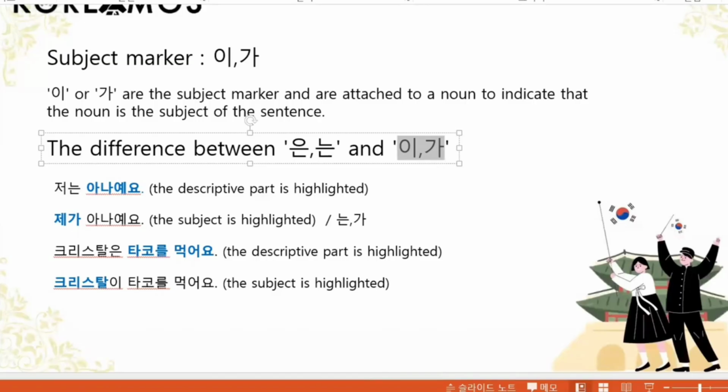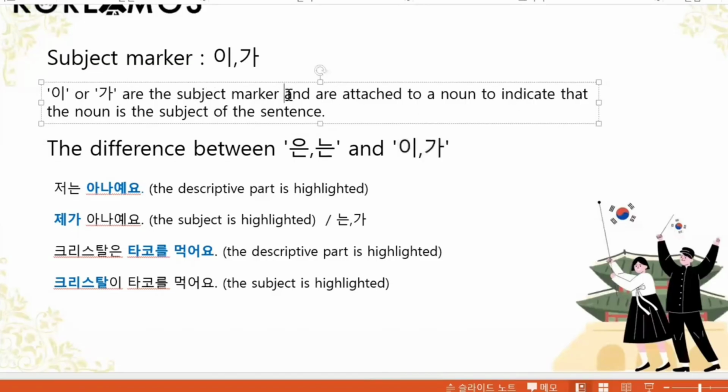So here, 이/가 are subject markers attached to the noun to indicate the noun is the subject of the sentence. This is the main function of 은/는 and 이/가 as subject markers. We attach them after the subject noun, and the grammatical function is to mark this is the subject in the sentence. Okay, so that's the main difference and function of the subject marker.